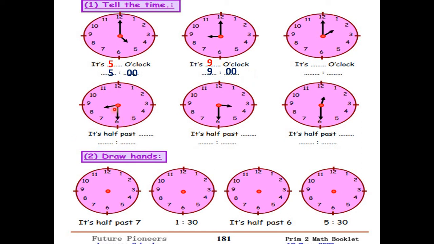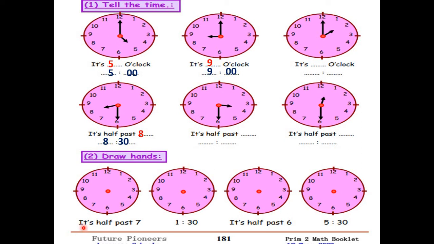Here, the short hand is between 8 and 9, and the long hand points at 6. So it's half past 8. And we can say it's 8 and 30. Super.